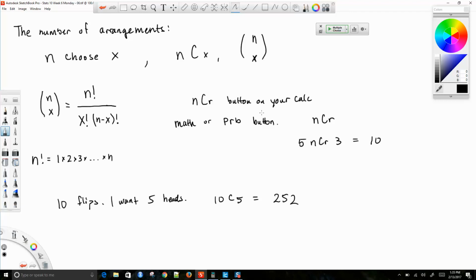So on the calculator, 5 is n and 3 is r? Yes. The n is the bigger number. The x, or the r, is always smaller than n. Smaller than or equal to. Is this okay with everybody? I don't think I need to explain this entire thing here. All right, so let's try a problem out.